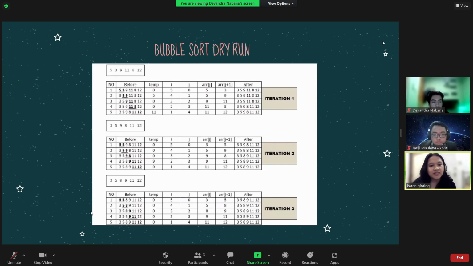This is the bubble sort dry run, the implementation of the pseudocode bubble sort. As we can see, this is the table for iteration 1, 2, and 3.